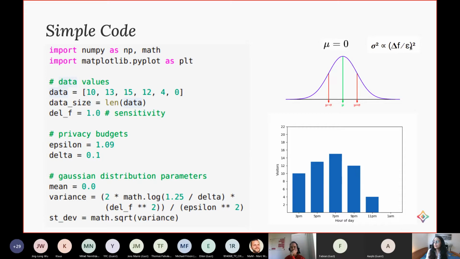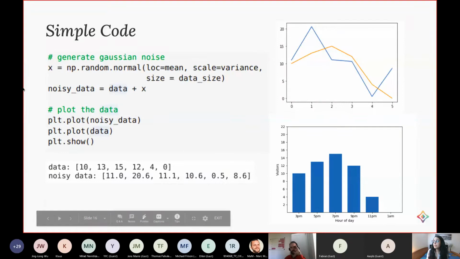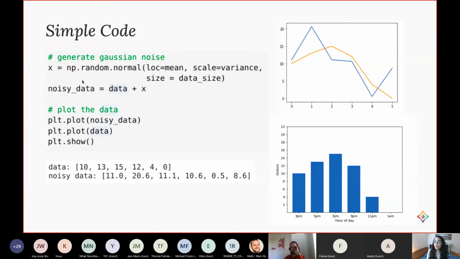So as you can see, it's directly proportional to how sensitive the data set is, and it's inversely proportional to the privacy budget that we choose. And with some basic calculations, we get the mean and the variance of the Gaussian distribution. And then we sample random noise from this Gaussian distribution, and we simply add that random noise to the original data. And so if you look at this plot, you will see that the original data is the orange line and the noisy data is the blue line.